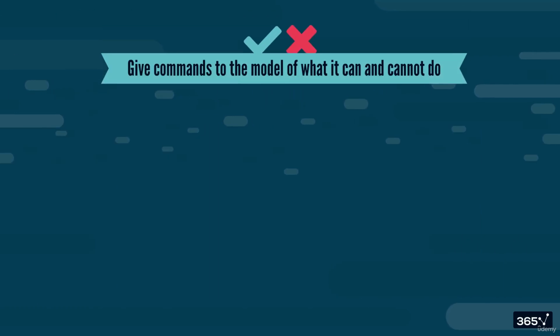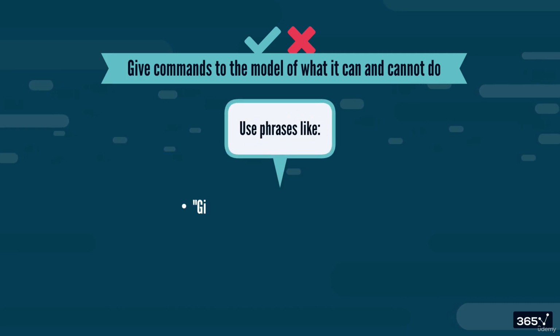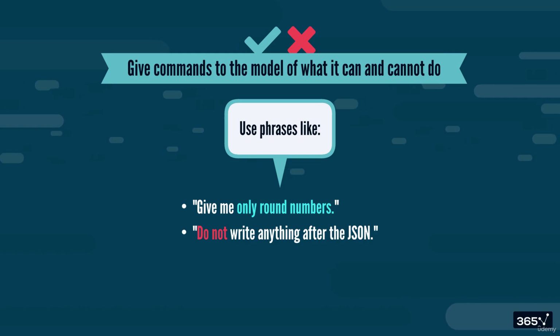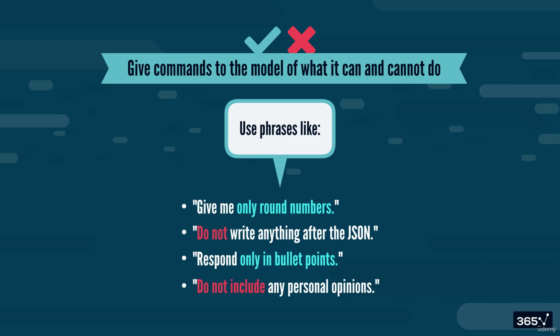It's also crucial to give exact commands of what the model can and cannot do. Use phrases like, "Give me only round numbers," "Do not write anything after the JSON," "Respond only in bullet points," or "Do not include any personal opinions."